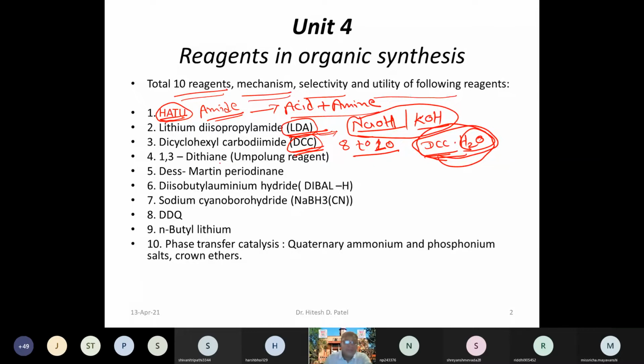Next one is 1,3-dithiane. It is known as Umpolung reagent. 1,3-dithiane is the intermediate product, but the actual name of the reagent is 1,3-propanedithiol, HSCH2CH2CH2SH.